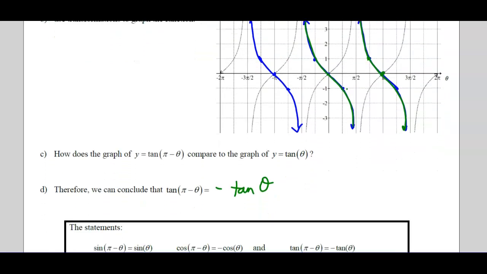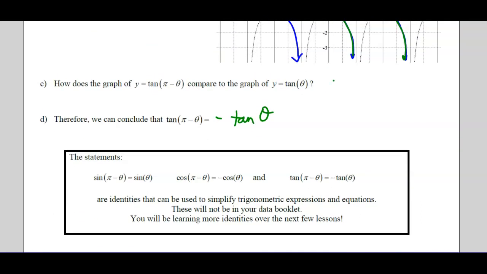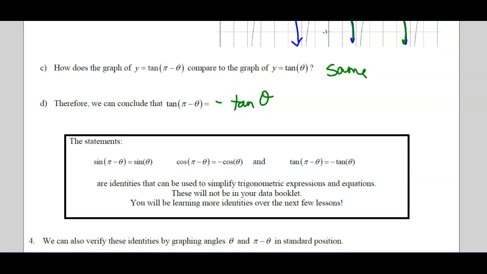Okay, and then they're summarized there for you. All right, so these are identities that can be used to simplify trig expressions and equations. That's what we're leading up to in this next part of trig. These are not in your data booklet for IB, and they're not on your formula sheet for 30-1. We will be learning other ones, but those are helpful to use, but they won't be given to you.